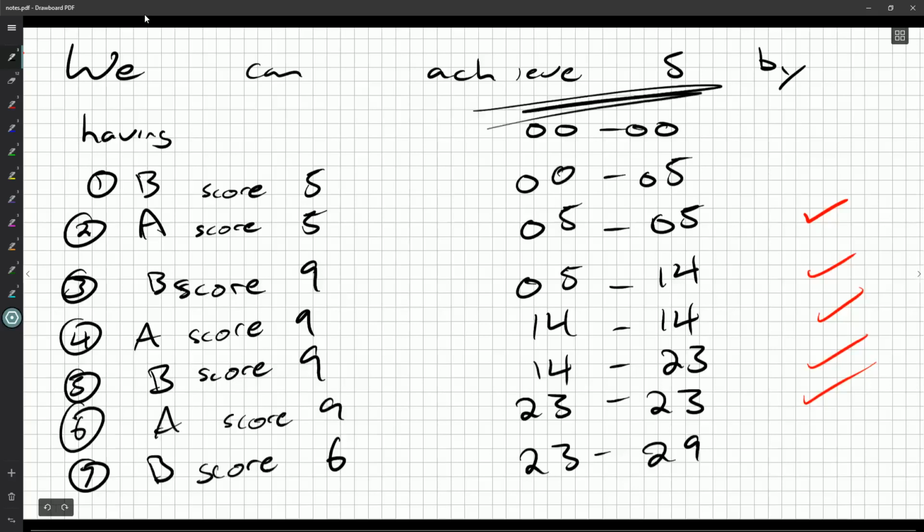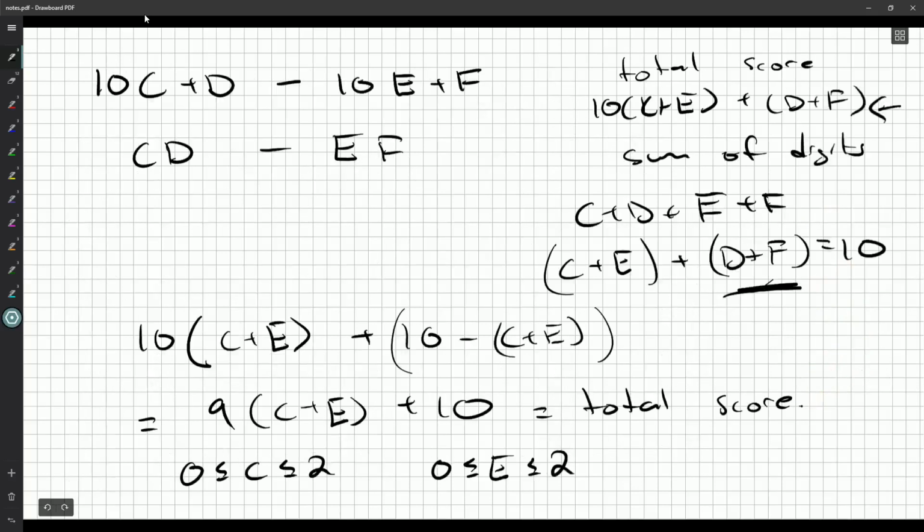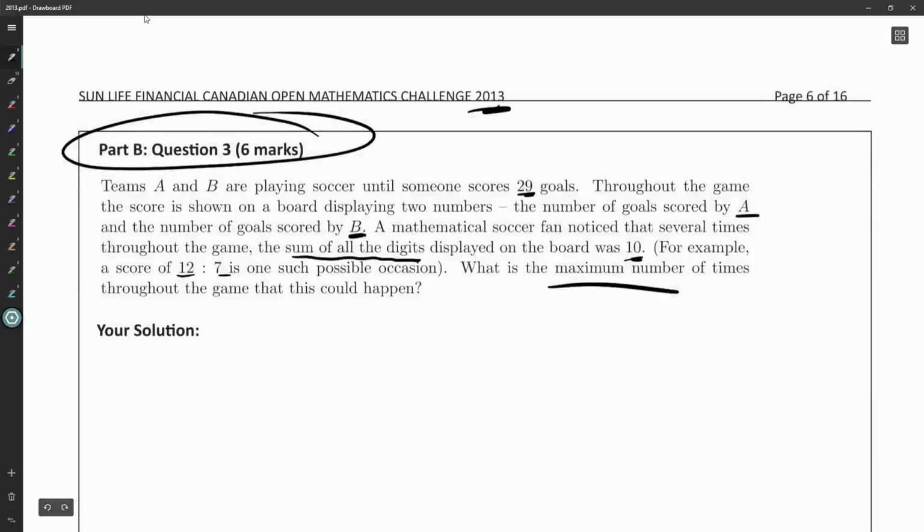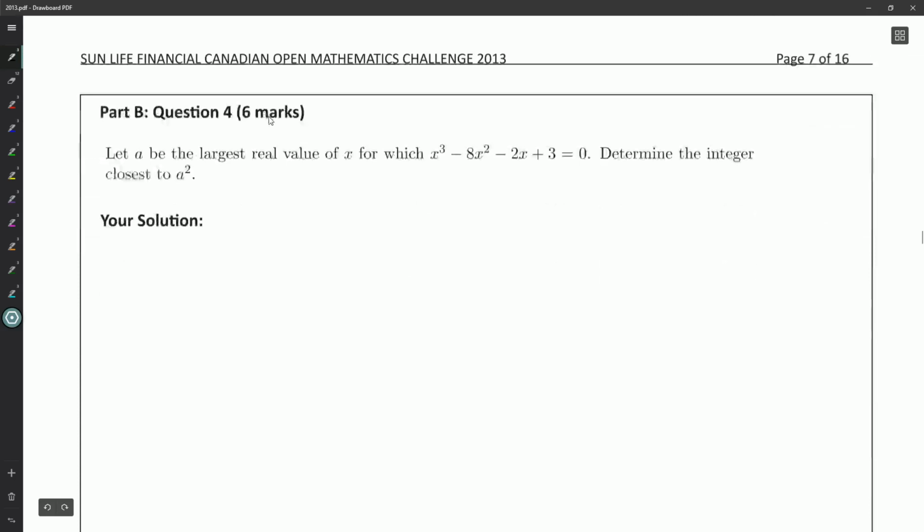There we go. So we just sort of had a look at the relationship between total score and the sum of the digits. And actually, I guess I did find a situation where there is a difference between the possible total sums of digits that we could have when I sort of screwed up there. But there we go. So that was B3. So up next will be B4. And we'll take a look at that.